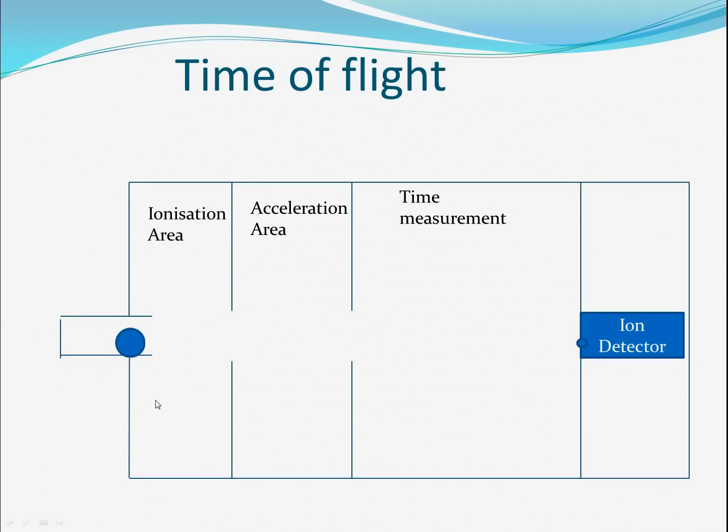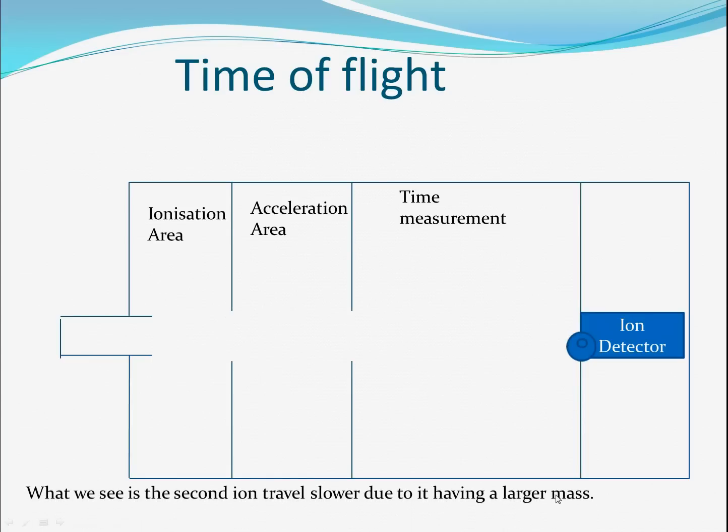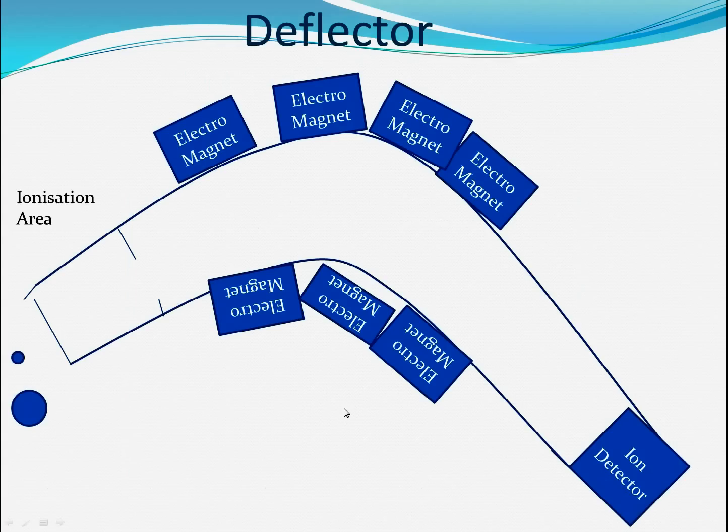So we're going to do the same with the bigger sample. We're going to fire it along, and it has now hit the ion detector, and as you could see, it took a little longer, because it has a larger mass. And once again, we see the second ion travelling slower due to the larger mass.